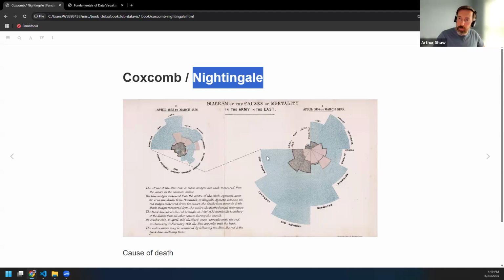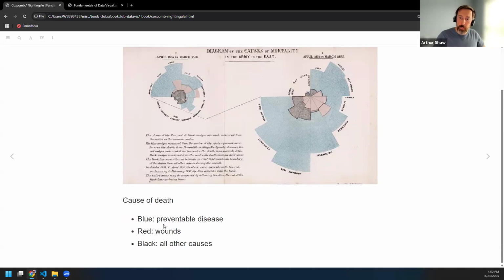So each one of these is a month of the year. And then you can see the absolute magnitude of deaths and then the sources of death. So we've got blue coming from preventable diseases, that being her point of interest, red from wounds, and then black all other causes. I thought this was an interesting display.